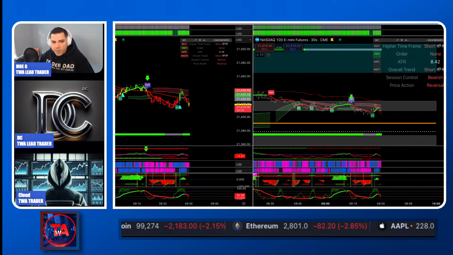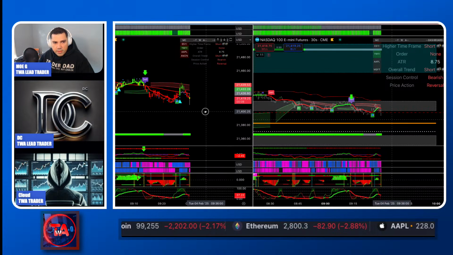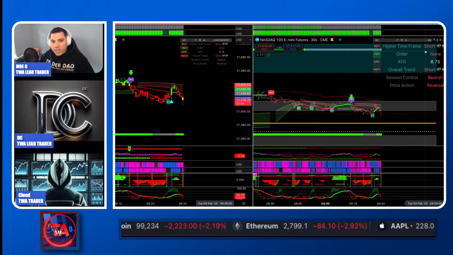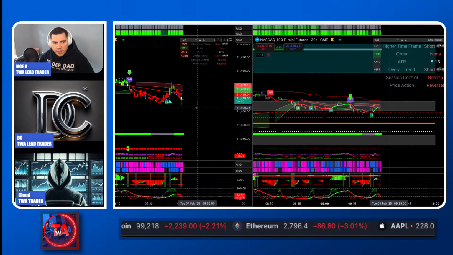So we're open. Do you see how the dashboard switched? You have higher time frame is short now. Session control bearish, a red reversal. Well, the session has just started, so I would keep an eye on the dashboard and see how this changes throughout the session.